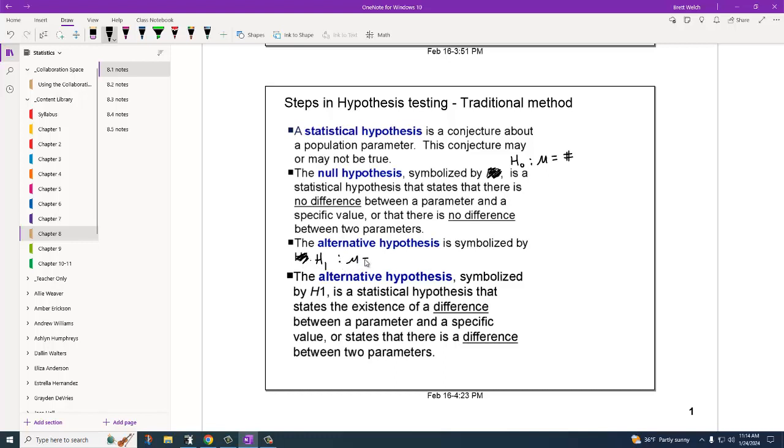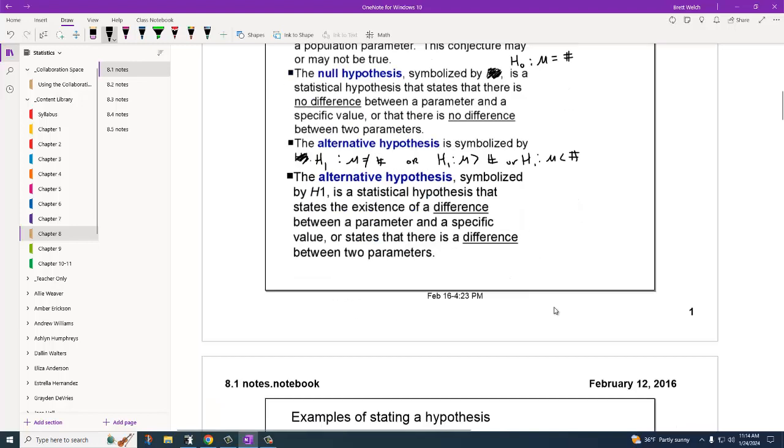It could be that mu is not equal to a specific number, or on a different one, you could have an alternative hypothesis that says mu is greater than some number. You could also have an alternative hypothesis that says mu is less than some number. So the alternative hypothesis is us making a claim that whatever we think the parameter was, it's not that. Could be less than, greater than, or not equal to. We would pick one of those based on the problem.